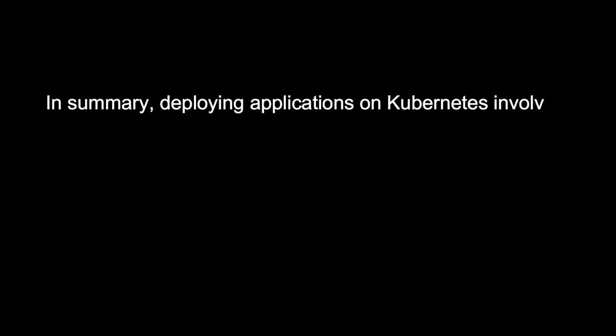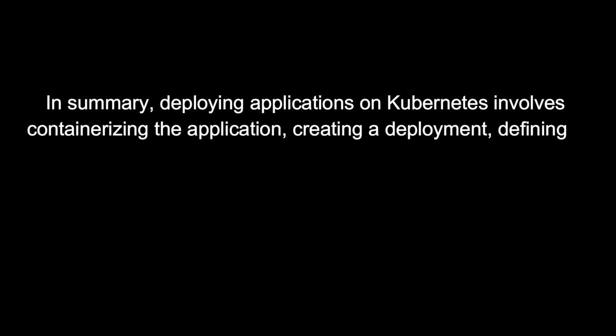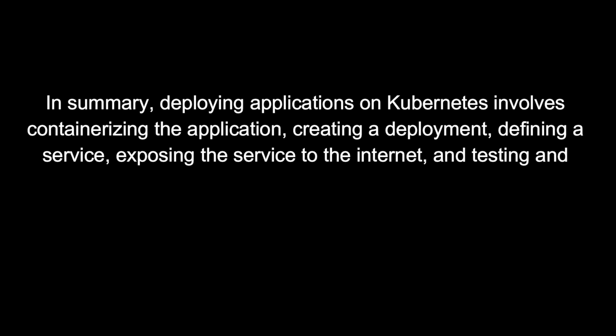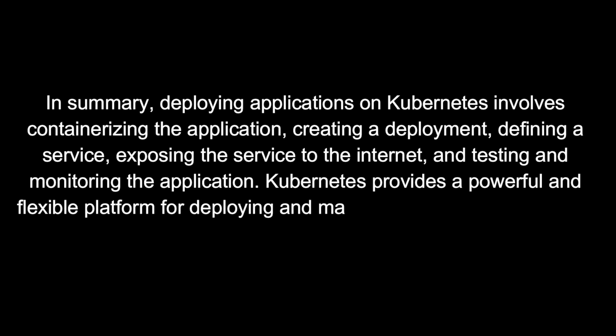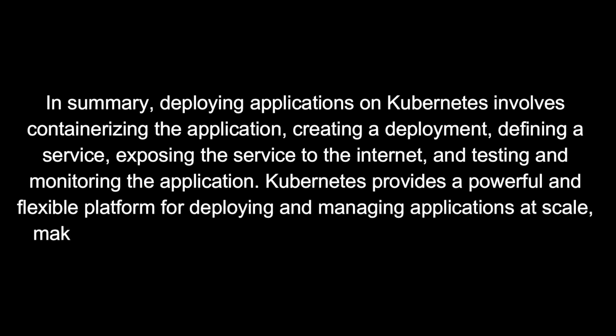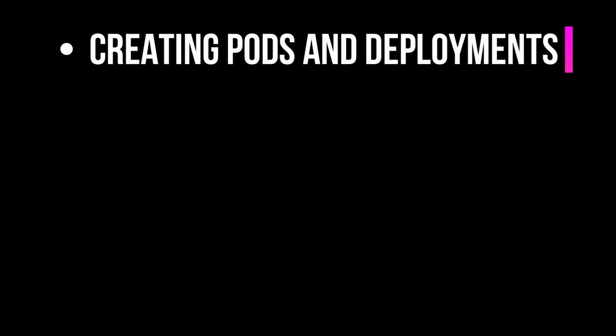In summary, deploying applications on Kubernetes involves containerizing the application, creating a deployment, defining a service, exposing the service to the Internet, and testing and monitoring the application. Kubernetes provides a powerful and flexible platform for deploying and managing applications at scale, making it an ideal choice for modern, cloud-native applications. Creating pods and deployments.